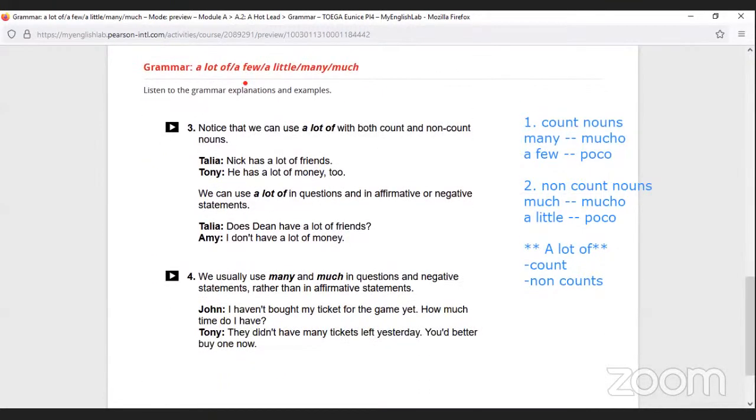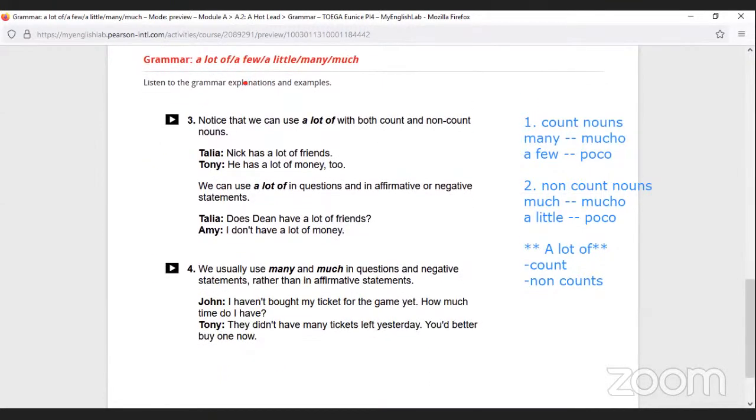So here we can use more examples with "a lot of", because we can use it with both count and non-count nouns. Nick has a lot of friends, friends that is countable. He has a lot of money, money that is non-countable. So we can use it with both, okay?